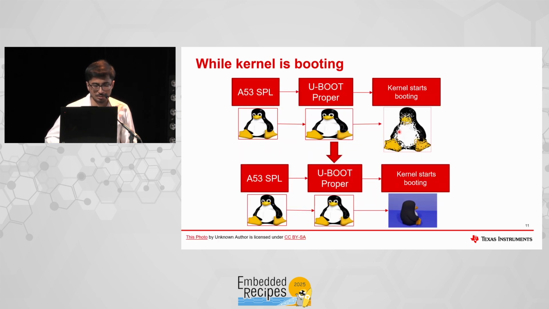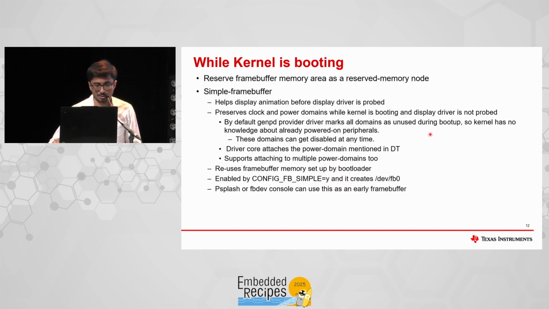So now we have a smooth transition across the bootloader stages, but when the kernel starts booting, we again see corruption on the screen, and we want to show some animation here instead of this corruption. Across each transition, the requirement is that you have to preserve the memory state, and you have to preserve the IP state.